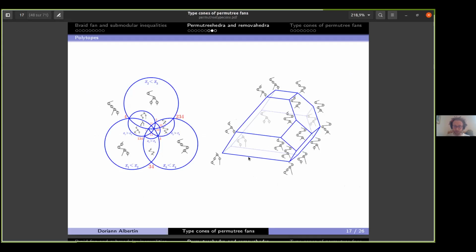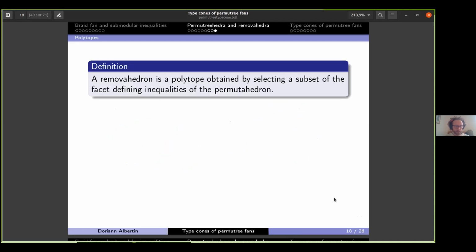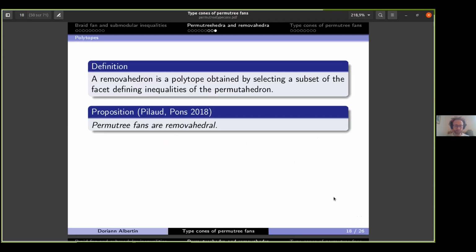So this is the delta parametry corresponding to the delta parametry fan we had before, where every vertex is labeled by a parametry. Now, call remove-ahedron a polytope obtained in such a way, selecting a subset of facet-defined inequalities of the permutahedron. It is clear that parametry fans are remove-ahedral. They are realized by a remove-ahedra.